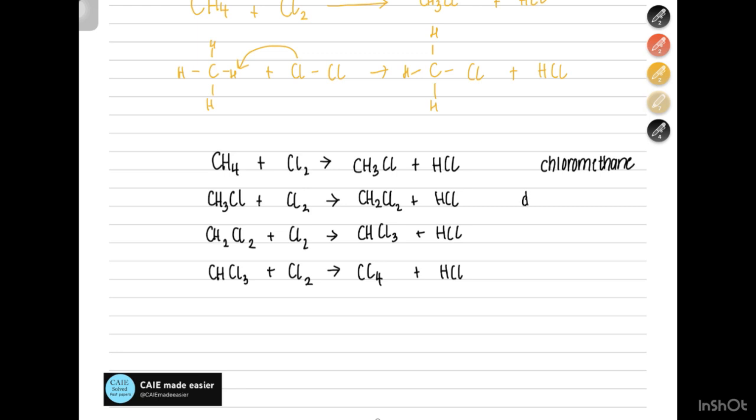Okay, now I'll name them. Dichloromethane. Why? Because we have one carbon, two hydrogen, and two chlorine. So this is known as dichloromethane. Then we have trichloromethane, because another hydrogen is going to get replaced with chlorine. And finally we have tetrachloromethane, because all of them are replaced with Cl.